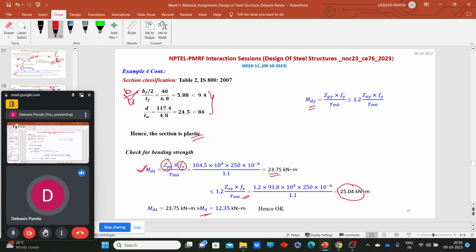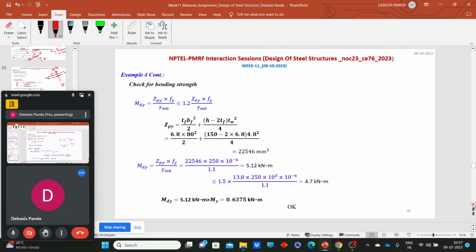For Md_y you need to use Zp_y into Fy by gamma m0, and you need to check that this should be less than this, and also the Md_y value should be greater than your M_y value, and my M_y value comes as 0.33 or something. I have checked the values, and this is also satisfying the condition. So you do the calculation for the y axis; I leave the calculation up to you.